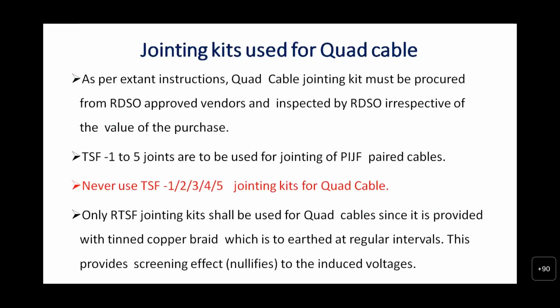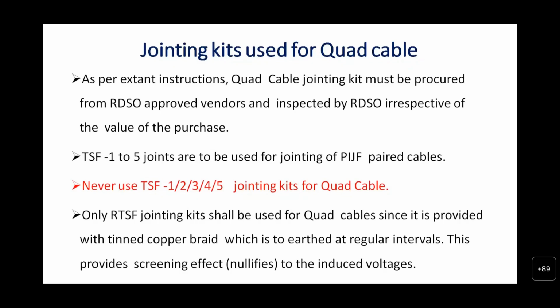So the jointing kits used for quad cable. As per the extant instructions, quad cable jointing kits must be procured from RDSO approved vendors and inspected by RDSO irrespective of the value of the purchase. TSF 1 to 5 joints are used for joining PHF cable, and are meant only for PHF cable. Never use TSF 1, 2, 3, 4, 5 jointing kits for the quad cable.